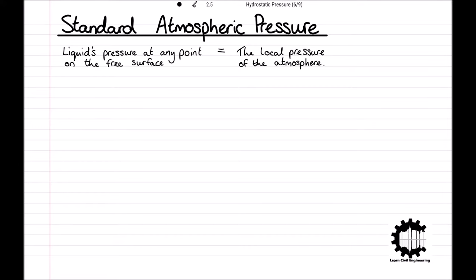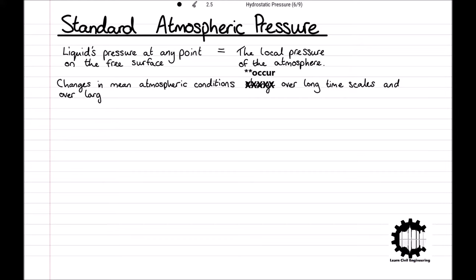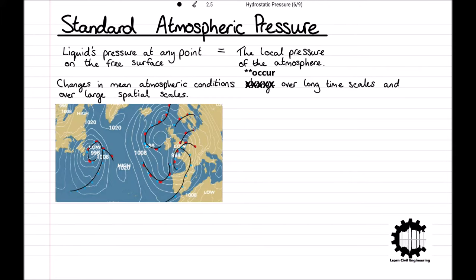In practice, the atmosphere is in constant motion and exhibits variations in pressure and temperature, which depend on local meteorological conditions. In general, changes in mean atmospheric conditions occur over long timescales, typically hours or even days, and over large spatial scales, which is over many kilometres. This latter point is well illustrated by this map of mean atmospheric pressure over the North Atlantic. To give you an idea of spatial scale, the length of the British Isles from north to south is approximately 1,100 kilometres.